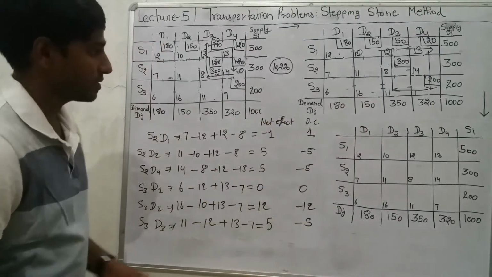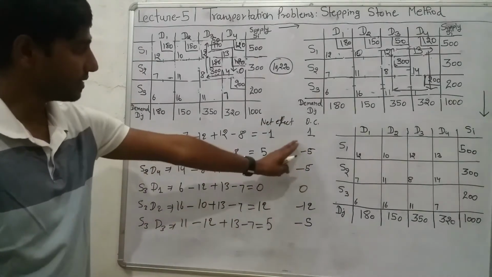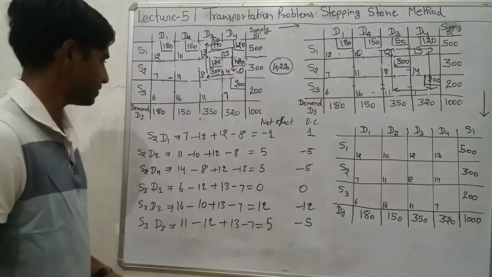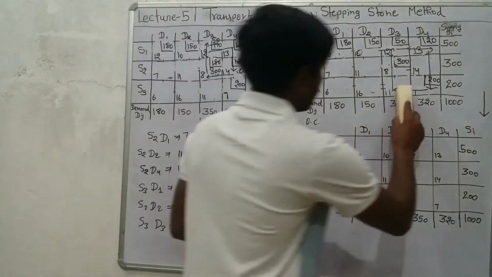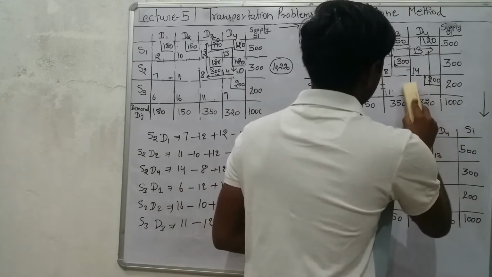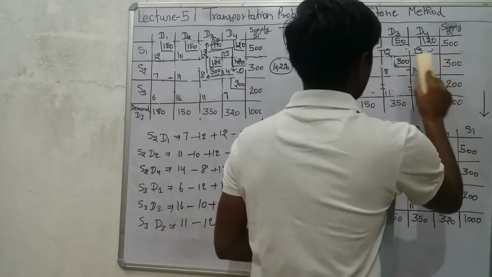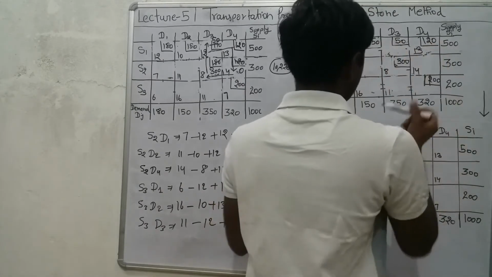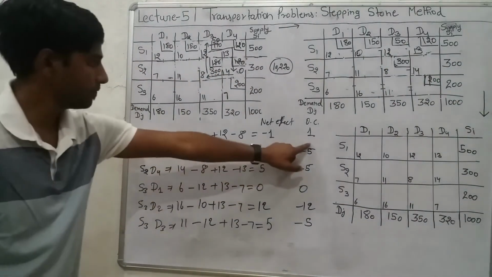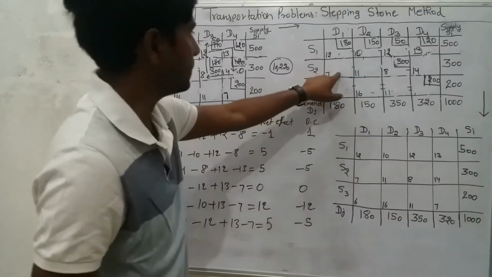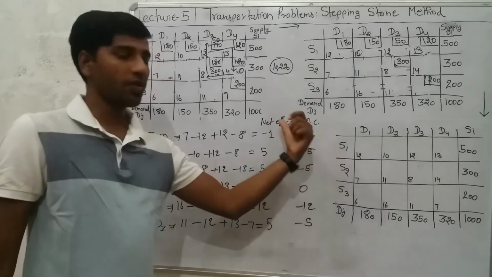So what do we have to do next? Again we have to improve this solution. And how are we going to improve? Select the cell which has the highest opportunity cost, and S2D1 is the cell which has the highest opportunity cost. So what needs to be done here? What's the meaning of S2D1? If we opt for this route, our cost will be minimized by 1 rupee per unit.